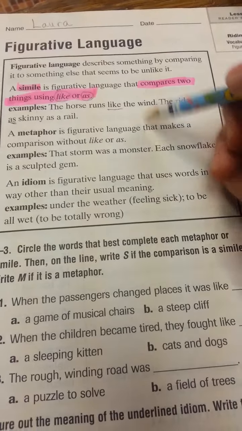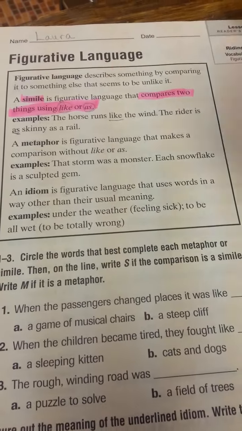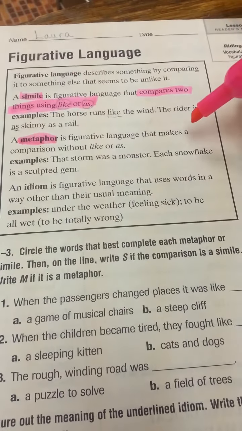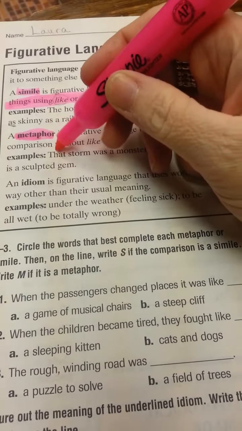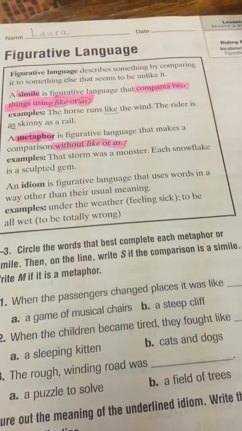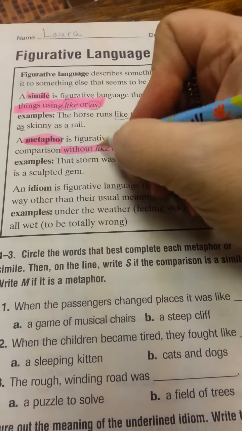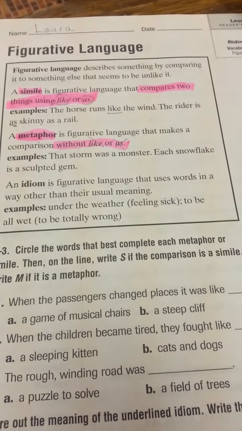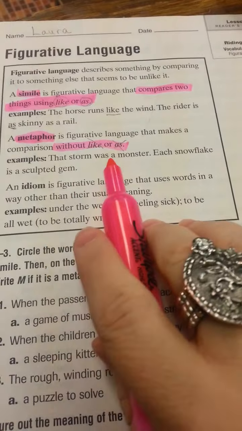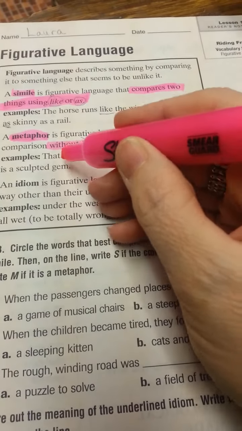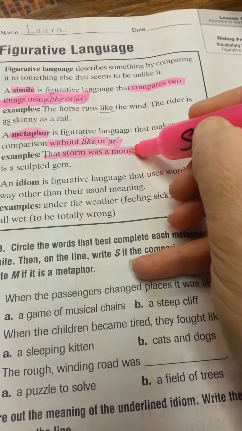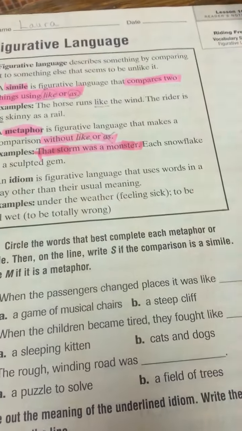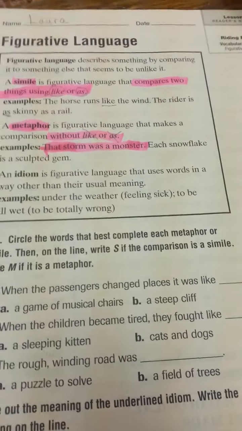Skinny as a rail. A metaphor, so I'm going to highlight metaphor, is figurative language that makes comparison without like or as. And to remind yourself, I would, then we have a metaphor. Look at our example. The storm was a monster. Okay. Could the storm actually be a monster? No. But they're telling you that the storm was a monster. Okay?